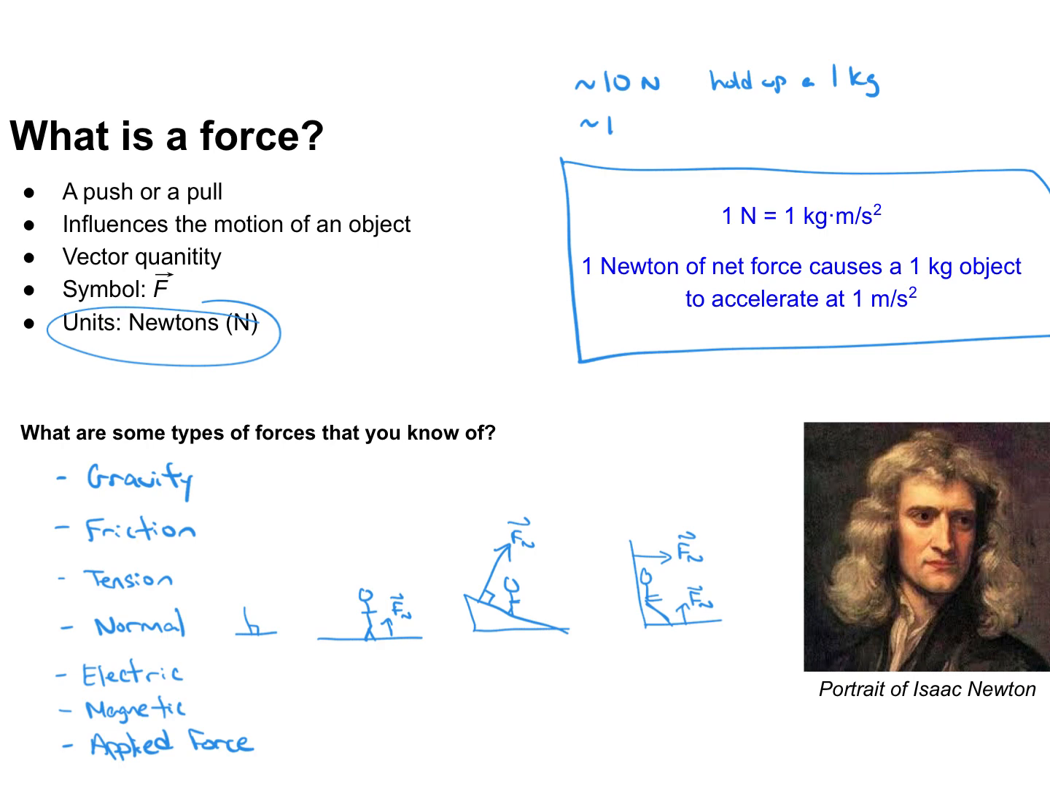100 newtons then. If you apply 100 newtons of force, you can hold up a 10 kilogram object. So if you lift weights, I think 1 plate would be 20 kilograms. So half a plate, when you're putting on a barbell, would require about 100 newtons. A full plate would require 200 newtons.